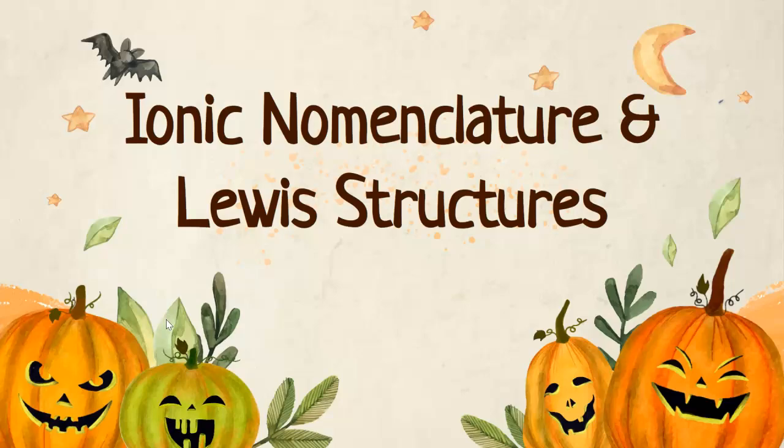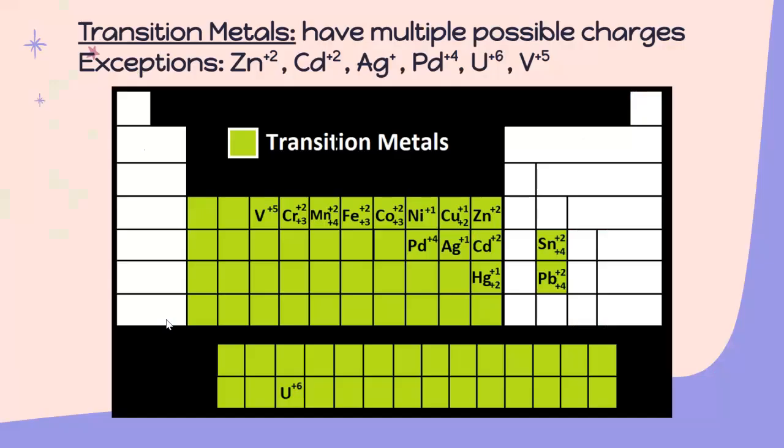Now let's go over ionic nomenclature and Lewis structures. First, familiarize yourself with the transition metals. So this is the transition metal family, the middle section and the bottom section of the periodic table. The reason we have to be aware of the transition metals is because they have multiple possible charges, with the exception of the following elements. Zn always has a +2 charge, Cd +2, Ag is +1, Pd is +4, U is +6, and V is +5. But every other metal in the transition metal family has multiple possible charges that it could have.